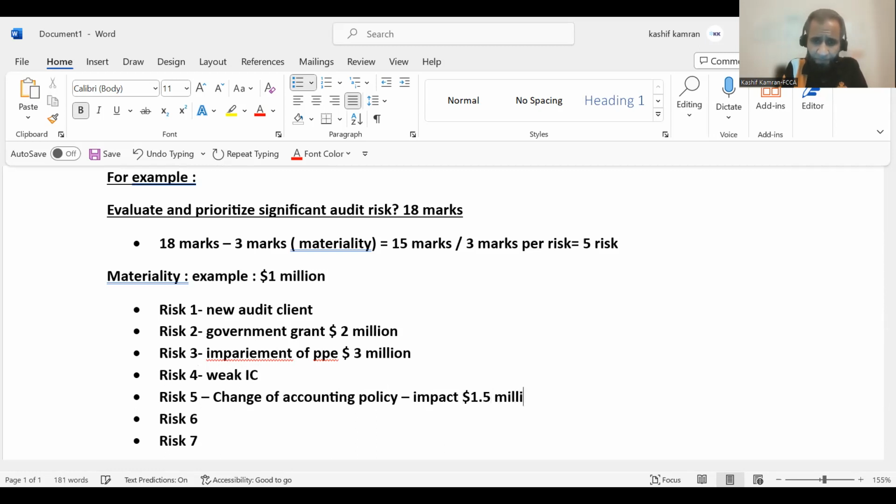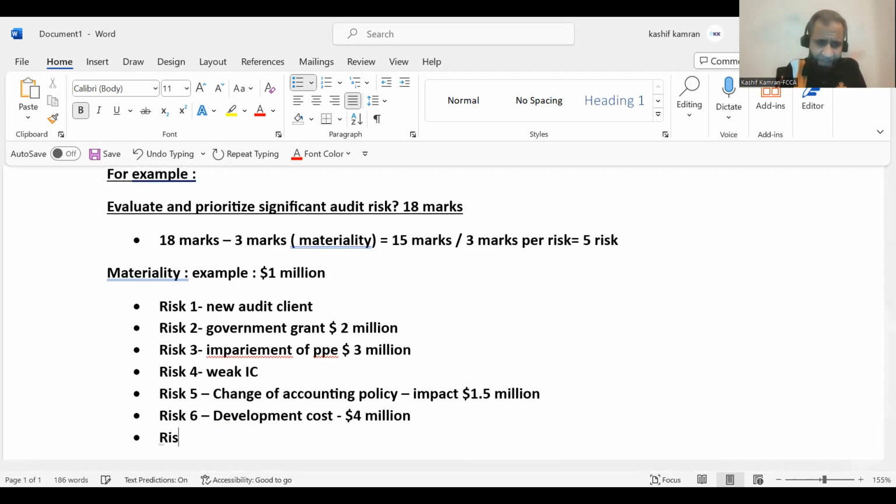It was about a change of accounting policy, having a retrospective effect, for example, and the impact of the change of accounting policy on the financial statements was $1.5 million. Okay, then I found another risk around development cost, and the amount of the development cost which was capitalized by the management, for example, was another 4 million, etc. Suppose I only have 6, right? I just wrote them down when I was reading and planning, and I got 6 risks on my screen, knowing I need to find 5 to choose my best answer. So how would I go about it?